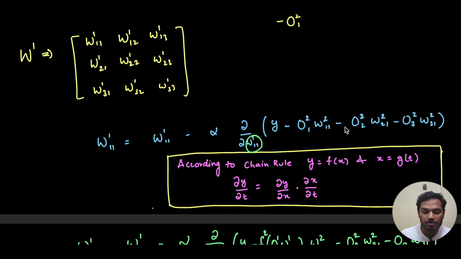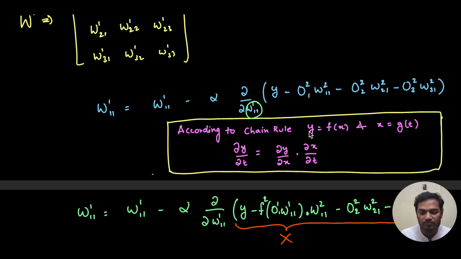According to chain rule, let's say we are having a function y equal to f of x, and this x is a function of t, let's say. Then if you are doing partial derivative of y with respect to t, that will be divided in this format.